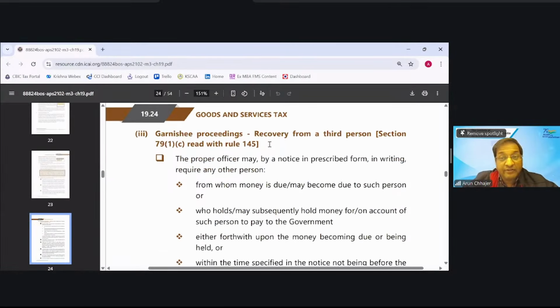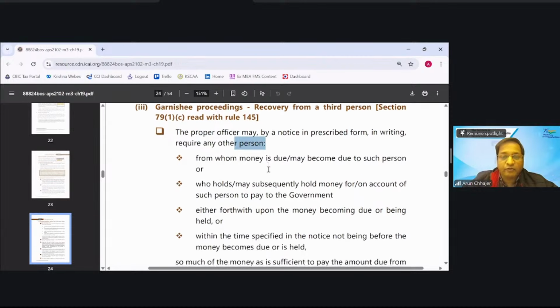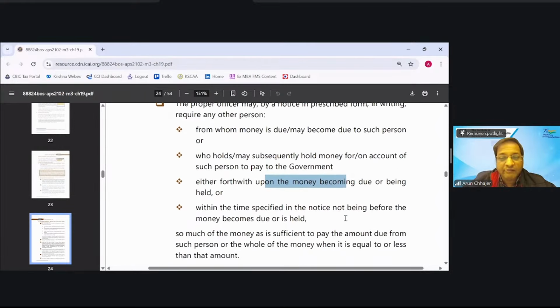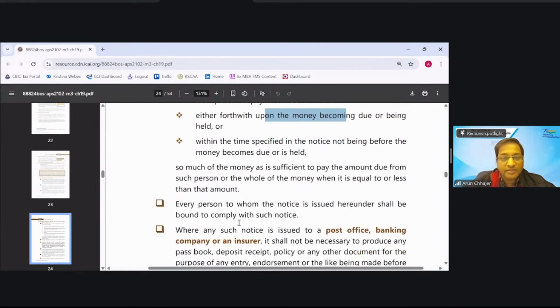Garnishing proceeding, recovery from a third person. The officer may, by notice in the prescribed form, in writing, require any other person from whom the money is due or may become due to that person, or who holds or may subsequently hold the money on account of that person, to pay to the government. जैसे मैंने आपको एग्जांपल दिया टेनेंट का, मैंने आपको एग्जांपल दिया डेटर्स का. Either forthwith upon the money becoming due or being held, or within the time specified in the notice.